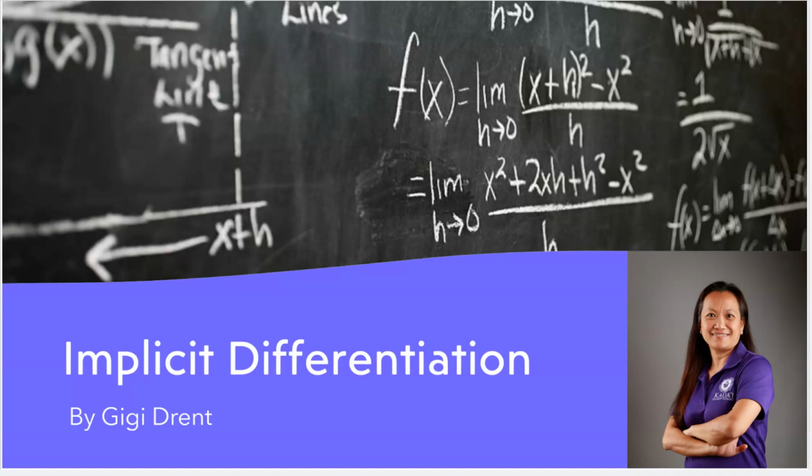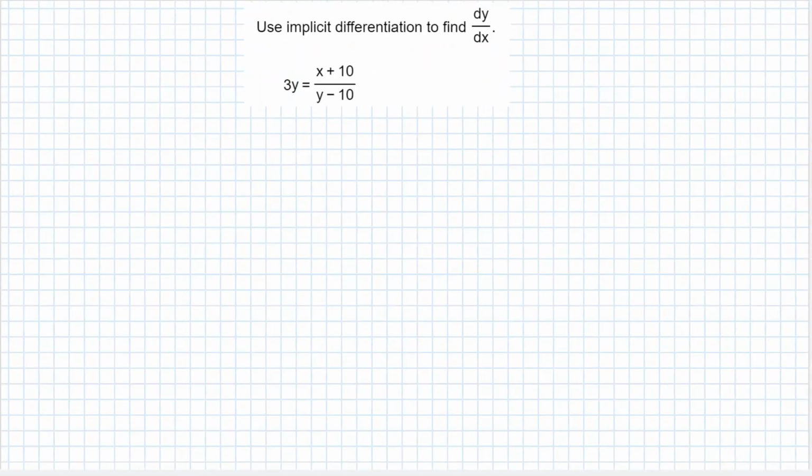In this video, we will talk about implicit differentiation. So here is an example. Implicit differentiation is when we have an equation that is written implicitly. What does that mean exactly?